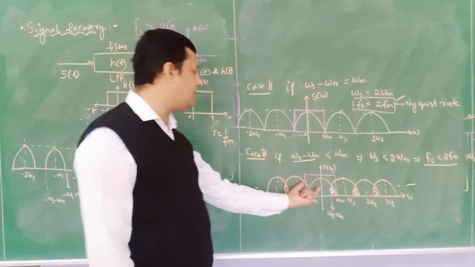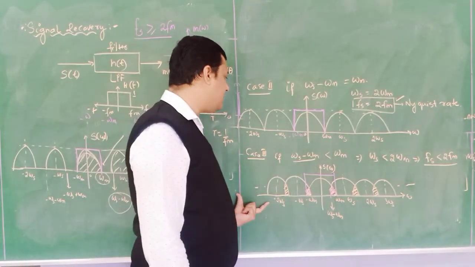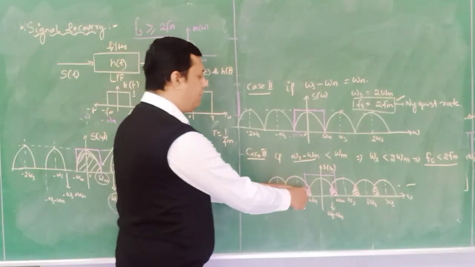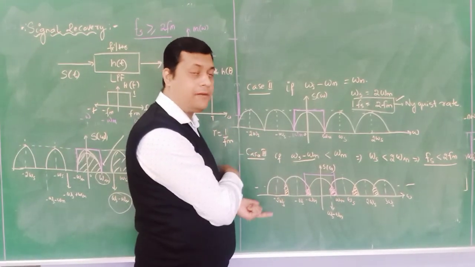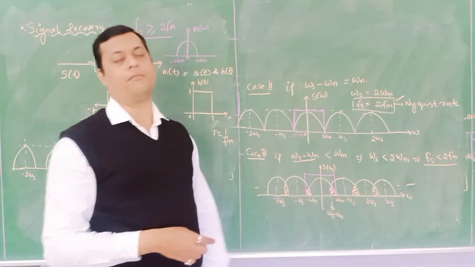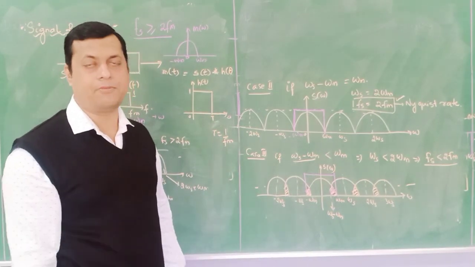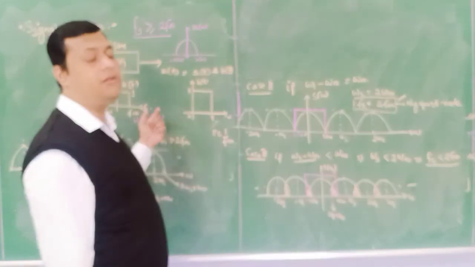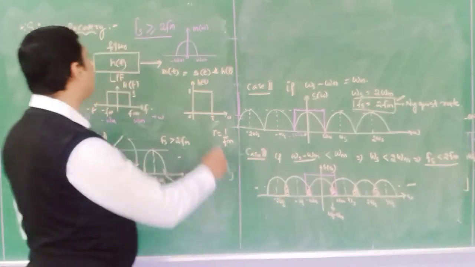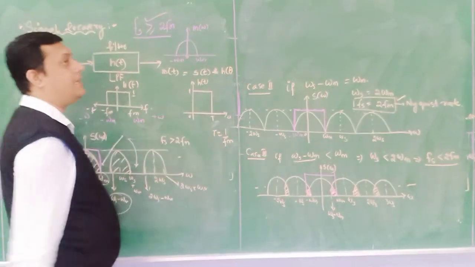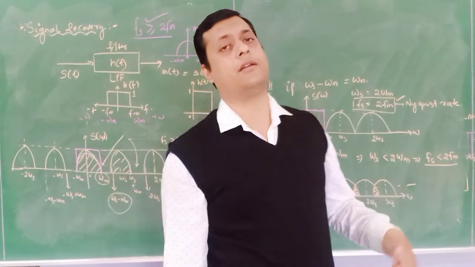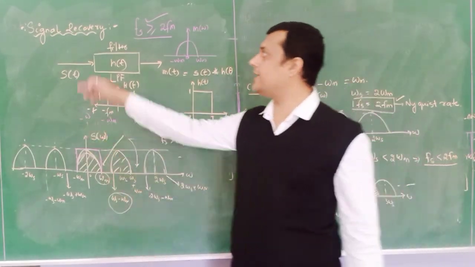So when I send the undersampled signal through this filter, it will identify another part of the spectrum as well as this part of the spectrum, which will hamper your present information. If it is hampering your present information, it is impossible to recover the original message signal. So it is justified that your sampling frequency must be greater than or equal to 2 Fm in order to recover the original signal. That is called signal recovery.